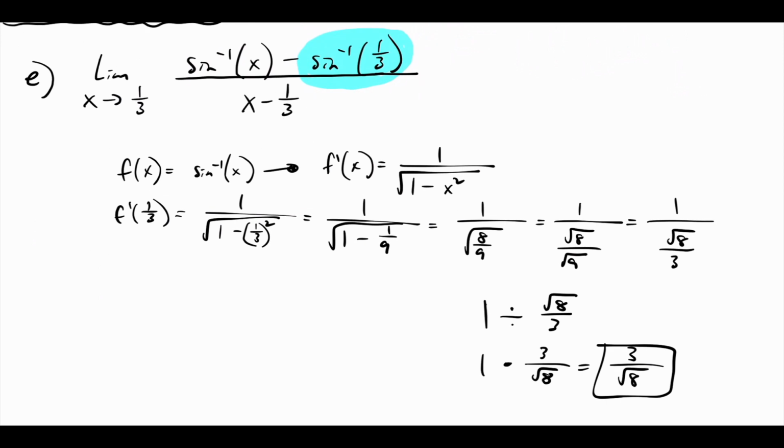I know you're not supposed to have a square root on the bottom, but for this case, if that answer is not there, then just multiply by square root of 8. So it would be 3 root 8 over 8. Okay.